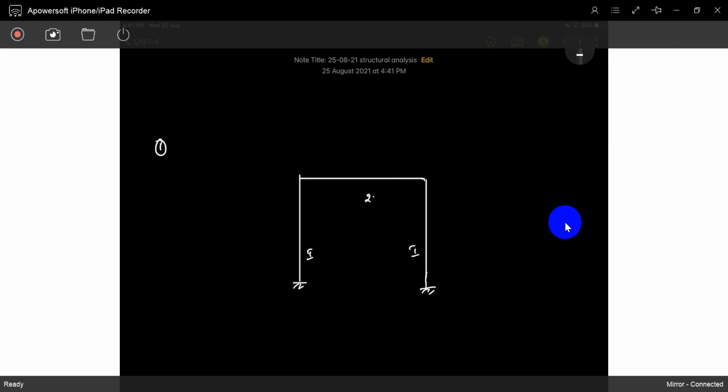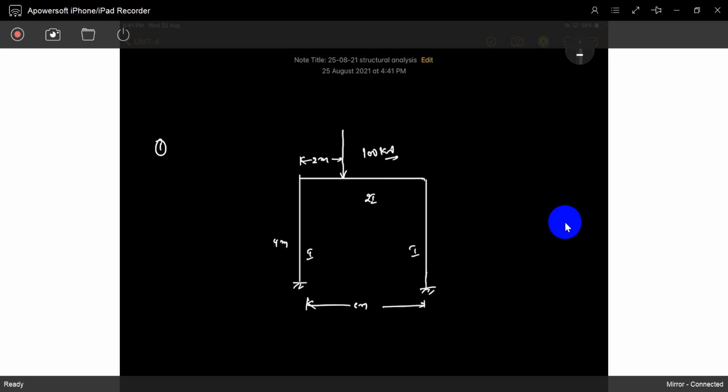So 2I, so 4 meters, it's 6 meters, 6 meters. So the load is not exactly concentric, it's eccentric. It's 100 kilonewtons. See, it's eccentric. That's why it compulsorily produces sway.